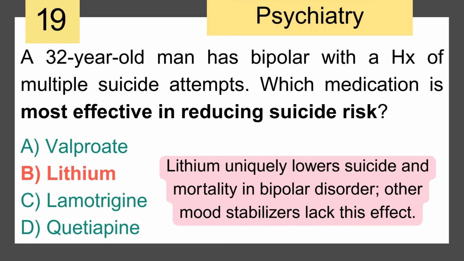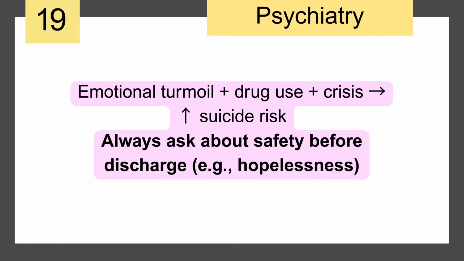Now just a few suicide points. Let's say a patient has a lot of emotional turmoil. They've been using drugs and they're in a crisis. So they're at an elevated suicide risk. You have to ask them before leaving the hospital about hopelessness, about suicidal thoughts.